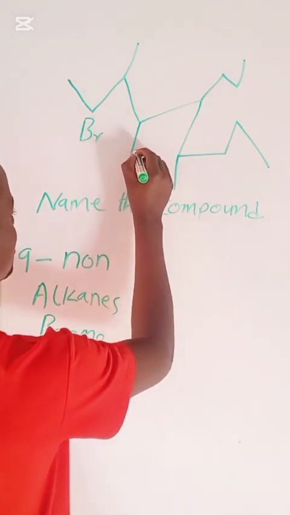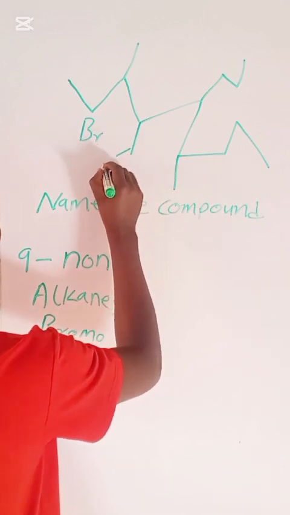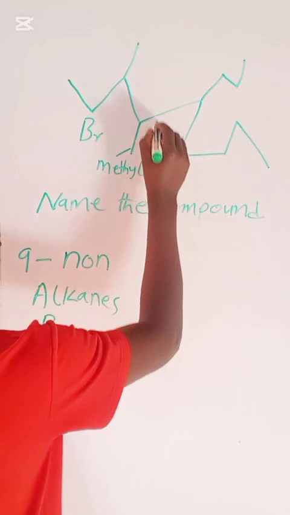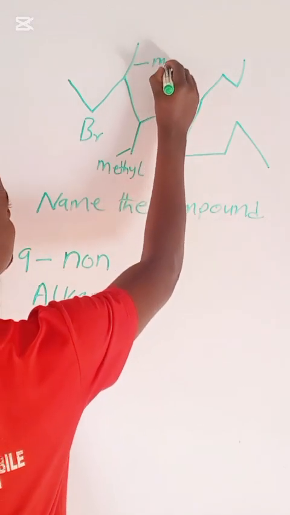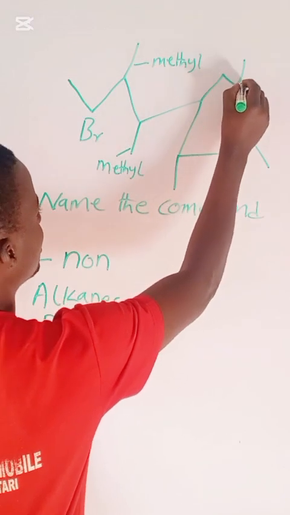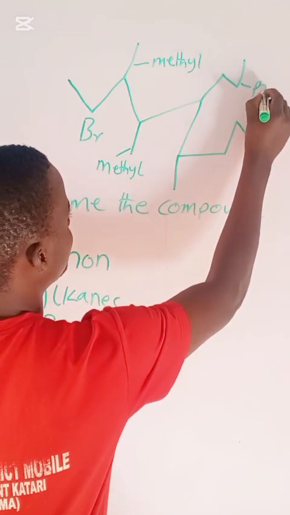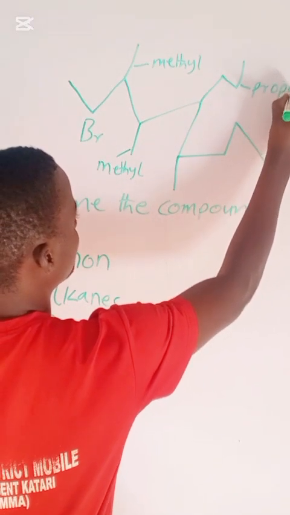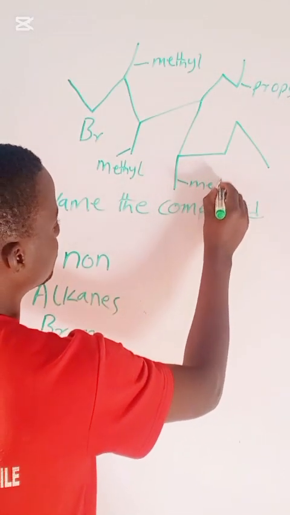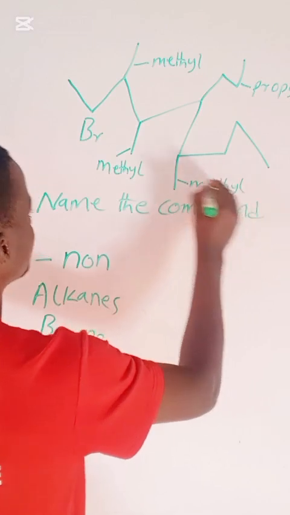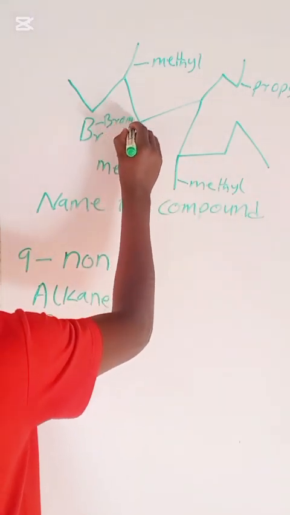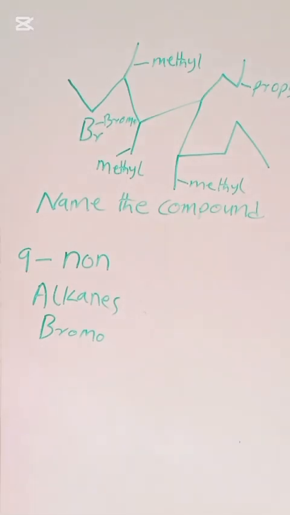Here is methyl. Here also is methyl. Then here is propyl because it has 3 carbons. Then here too is methyl. And this one is bromo. So now let's see how to name this compound.